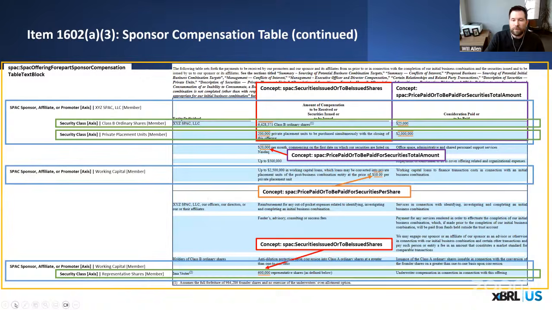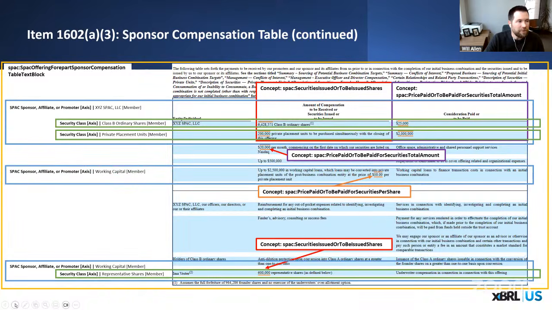So this one I pulled from the SEC, and I apologize for how small it is, but it is an example of one of these sponsor compensation tables. So you can see exactly how that would be tagged. First things first, in the top left corner is the SPAC concept, SPAC Offering Part Sponsor Compensation Table Text Block. That one is a mouthful. That one is tagging the entire table. And then you can look at the dimensional information first.